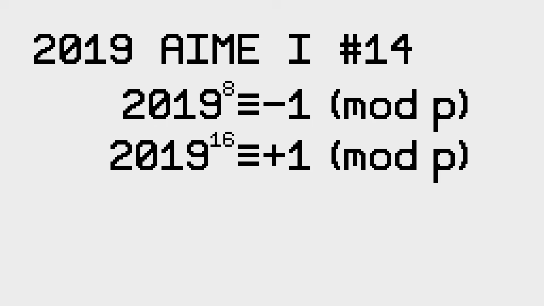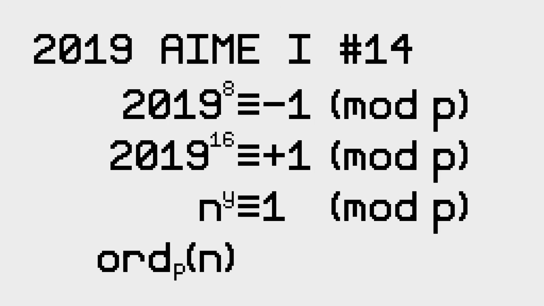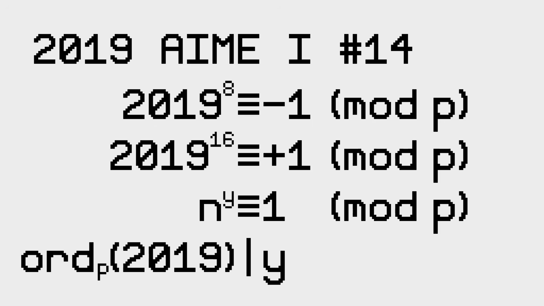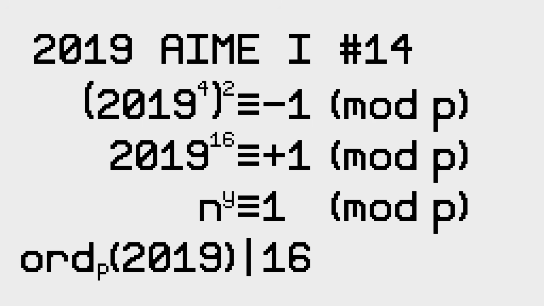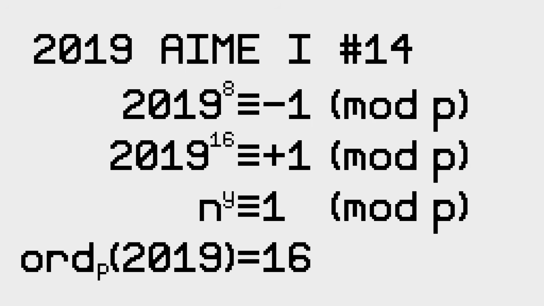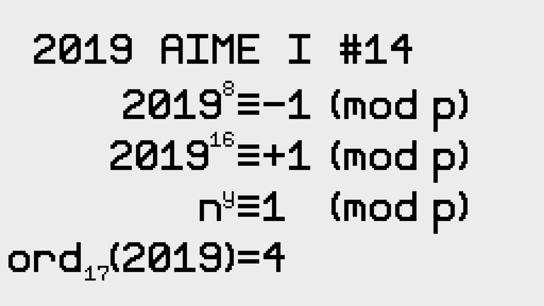We established that if you have some power y, such that n to the y is congruent to 1, then the order must be a factor of y. In our case, y equals 16. Since 8 is not the order, and any smaller factors would contradict 2019 to the power of 8 being congruent to negative 1, the order must be exactly 16. 2019 has an order of 4 mod 17, so 17 isn't actually the prime number we want.